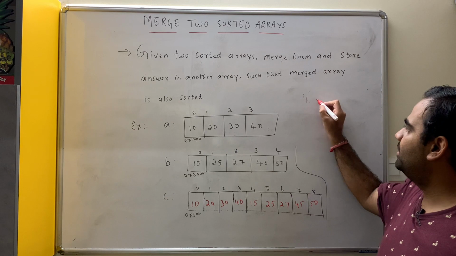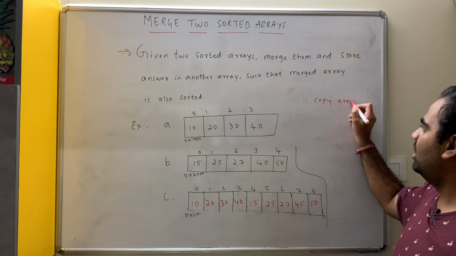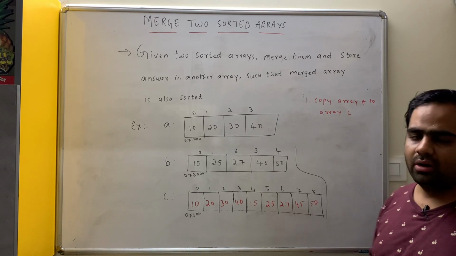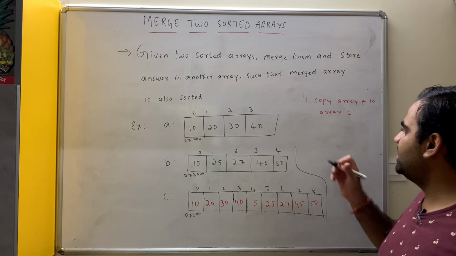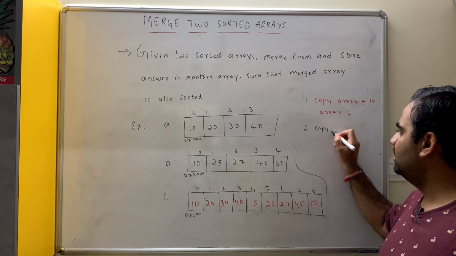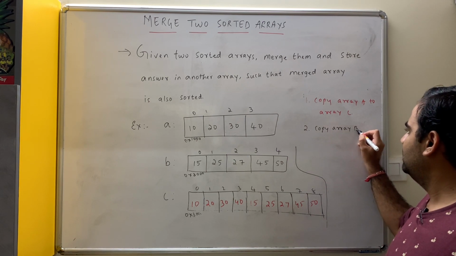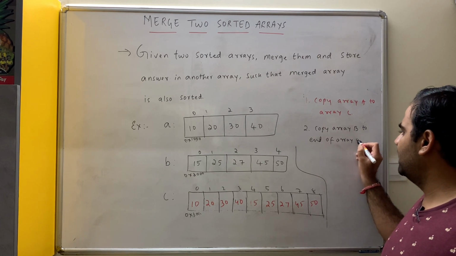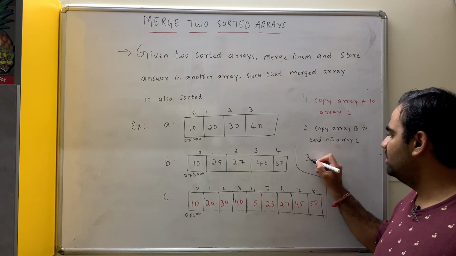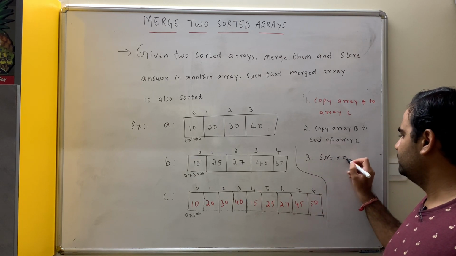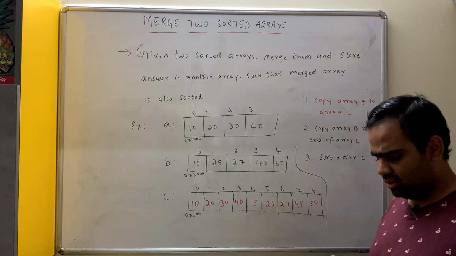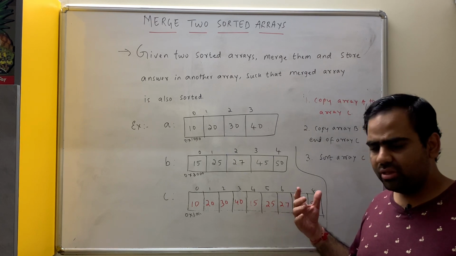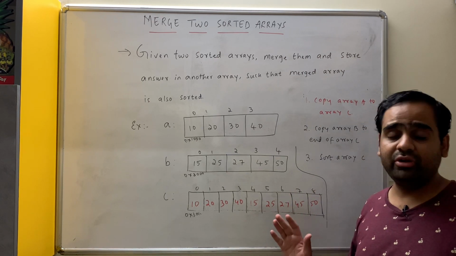Now what was the first step? Copy array A to array C. What is the second step? The second step is copy array B to the end of array C. You get this array. And what is the third step? Sort array C. The third step is sort array C so that the merged array is also sorted. This will give the correct answer, but this is an inefficient method.